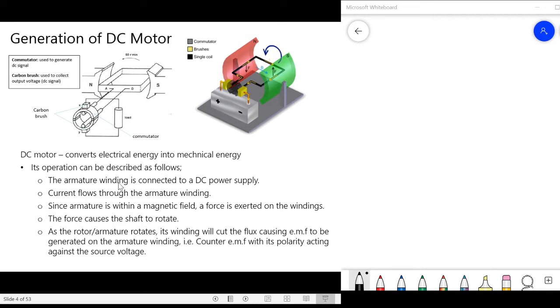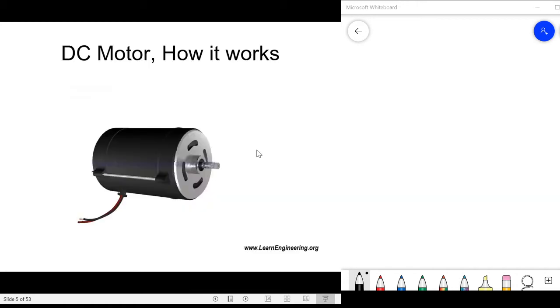So its operation can be described as follows. The armature winding is connected to a DC power supply. Current flows through the armature winding. Since the armature is within a magnetic field, a force is exerted on the winding. The force causes the shaft to rotate. As the rotor armature rotates, its winding will cut the flux, causing EMF to be generated on the armature winding. So counter EMF with its polarity acting against the source voltage. Right? So this is the operation.